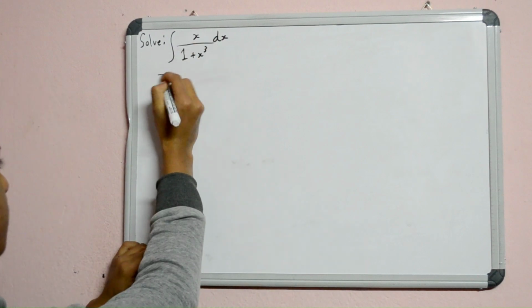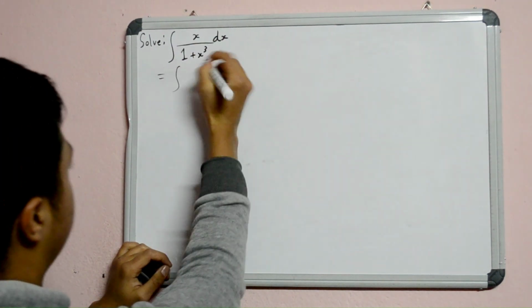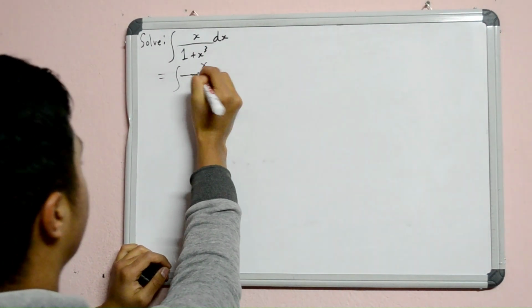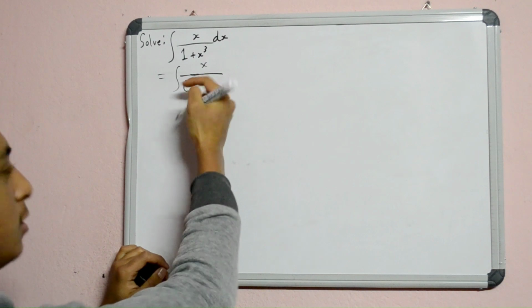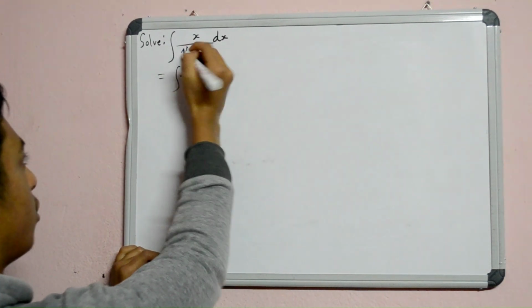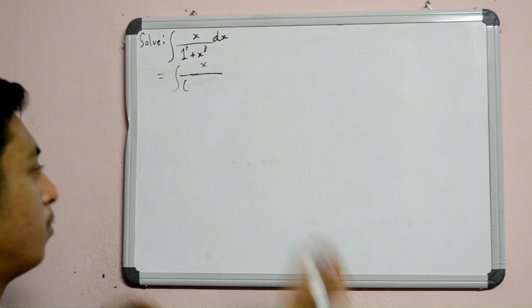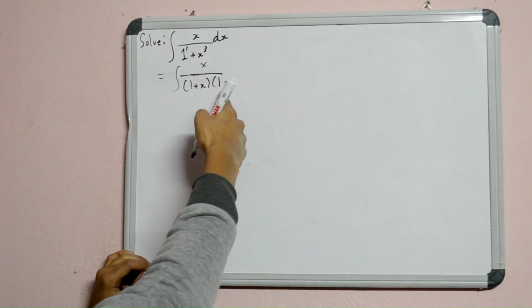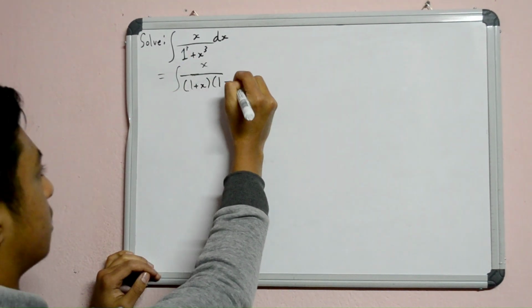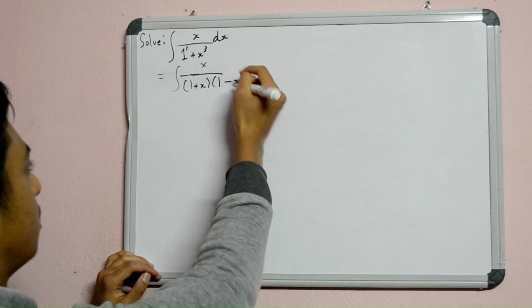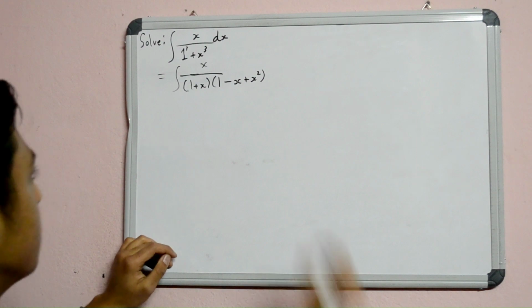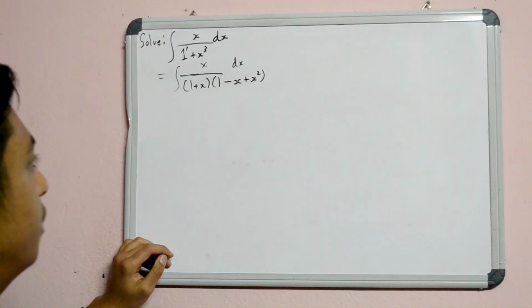So first, let's factorize 1 plus x cubed. It's 1 cubed plus x cubed, which is a cubed plus b cubed, simply (1 plus x) times (a squared minus ab plus b squared), which is 1 minus x plus x squared. And now we do partial fractions.